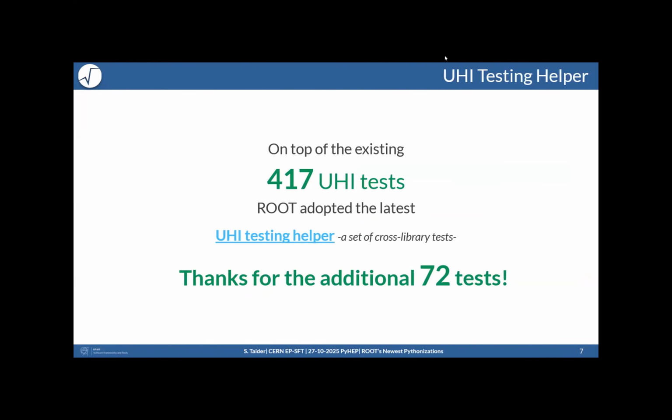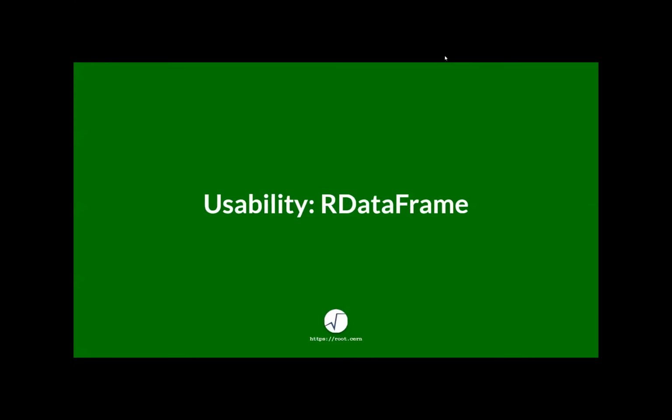The UHI implementation is extensively tested in ROOT, and we continuously get user feedback to improve and tackle edge cases. And on top of that, we have also recently adopted the latest UHI testing helper. This is a common set of cross-library validation tests that is meant to ensure consistent behavior across all UHI adopters. And of course, ROOT histograms pass all the tests.